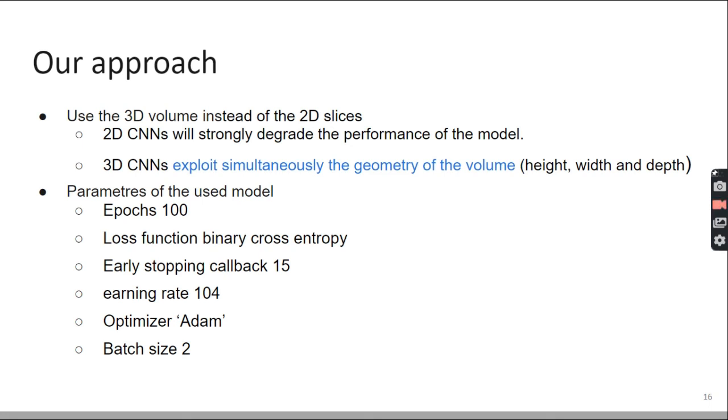Why did we use 3D instead of 2D CNN? Simply, 2D CNN will strongly degrade the performance of the model, while 3D CNNs exploit simultaneously the geometry of the volume. The parameters we use to train this model are 100 epochs, loss function binary cross entropy, early stopping callback of 15, learning rate of 10^-4. We used Adam optimizer and batch size of 2.